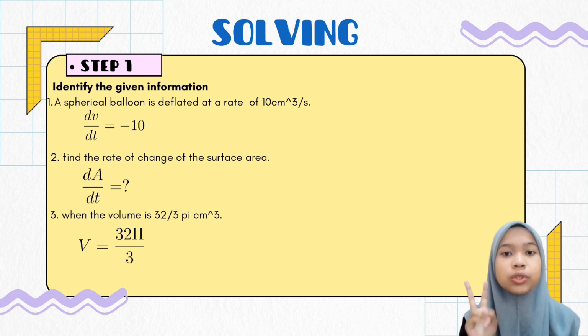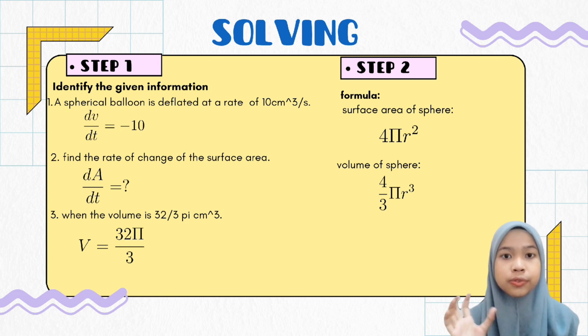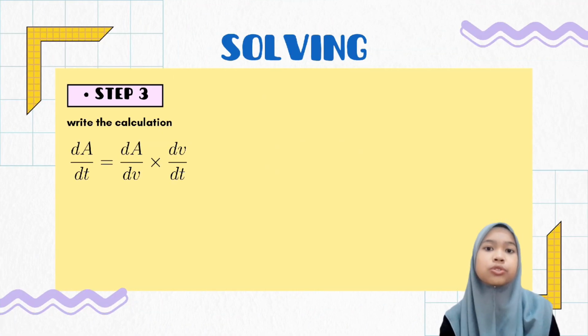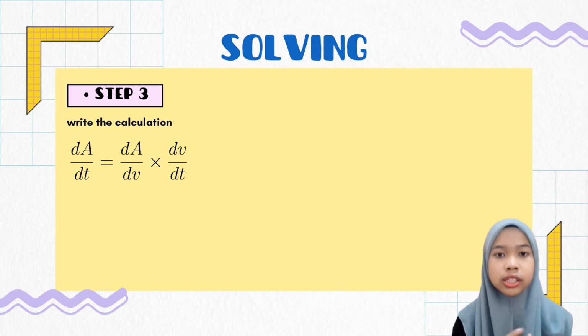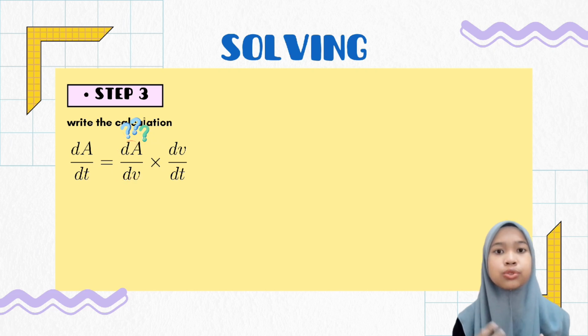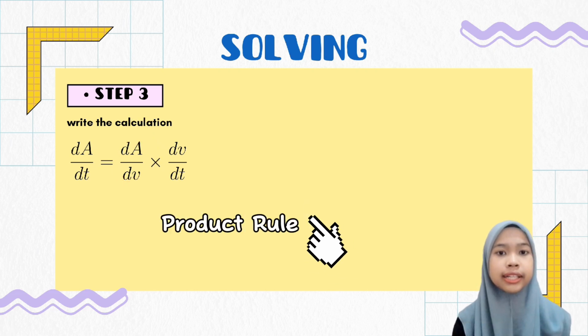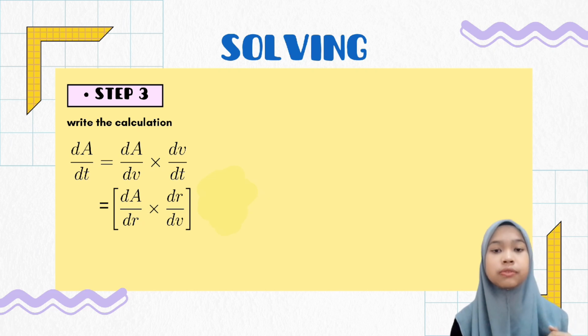Second step is we need to know and write down the formulas that we will use in this calculation. In this case, we will use the formula of the surface area of a sphere, which is 4 pi r squared, and the formula of the volume of a sphere, which is 4 over 3 pi r cubed. Step 3 is we need to write the calculation. In the slide, we show dA over dt equals dA over dV multiplied by dV over dt. To find dA over dV, we need to use the chain rule, which gives dA over dr multiplied by dr over dV, and the result we multiply by dV over dt.